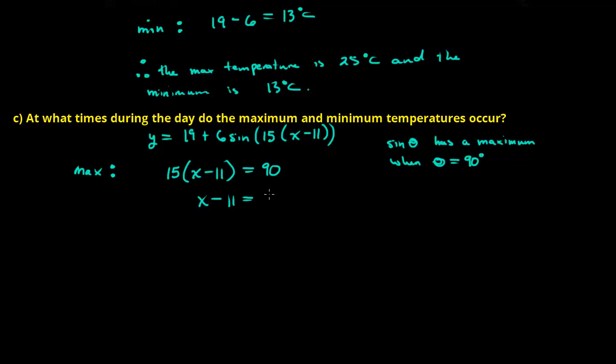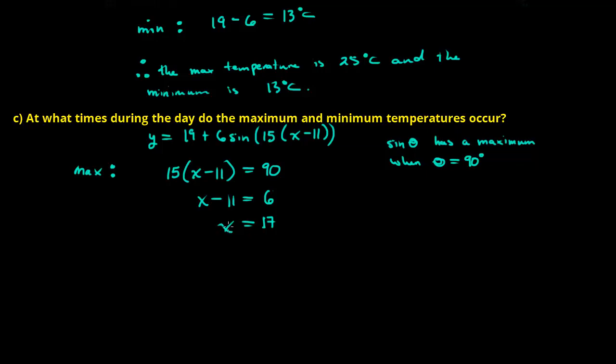is equal to 6. So x is equal to 17. So recall what this function actually represents. X represents the number of hours past midnight. So x being equal to 17 corresponds to 17 hours past midnight.